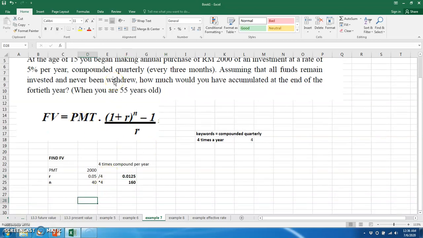Now let's check present value. Let's put all the numbers in the formula. 2000, and then you times, on the keyboard times is star, the bracket 1 plus R, which is 0.0125, to the power of 160, minus 1, all of this divided by R.